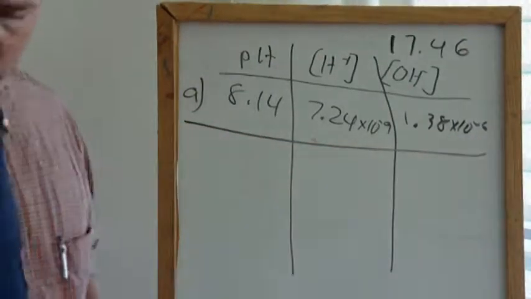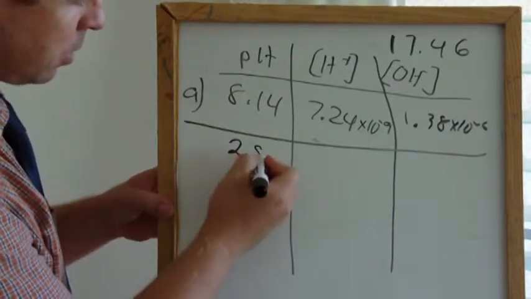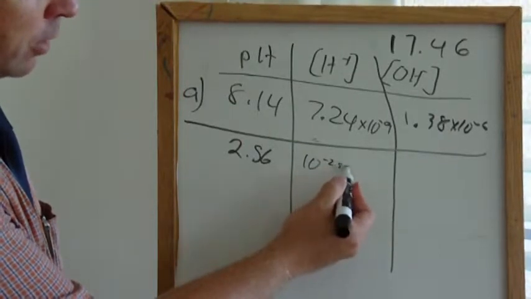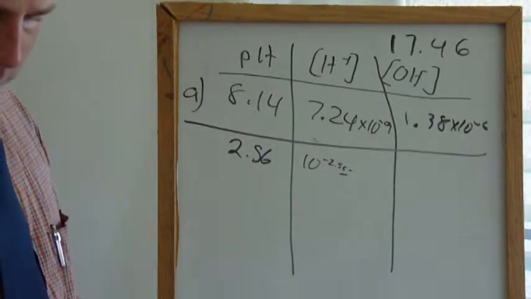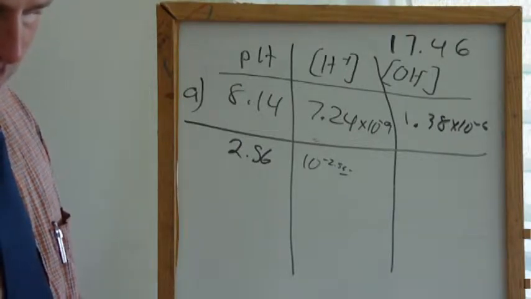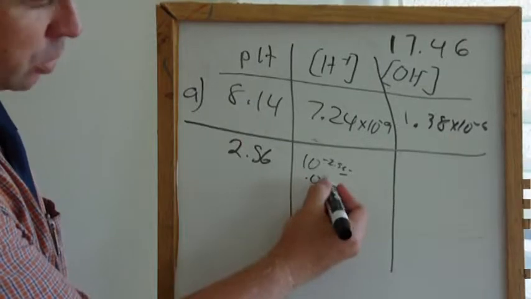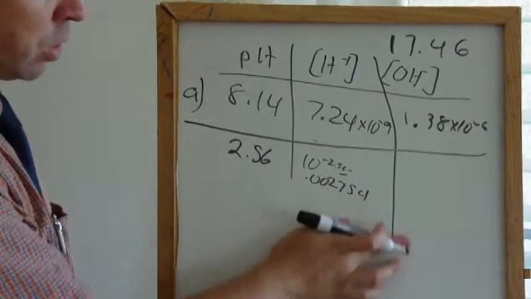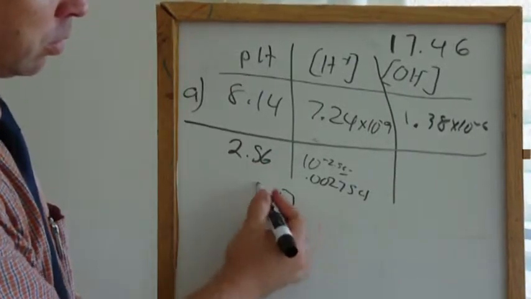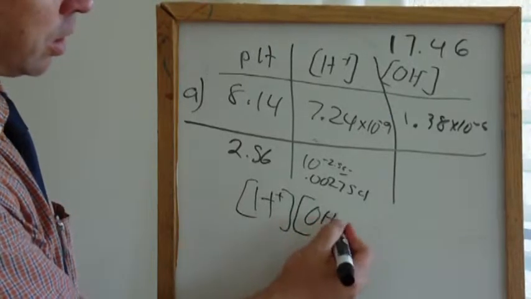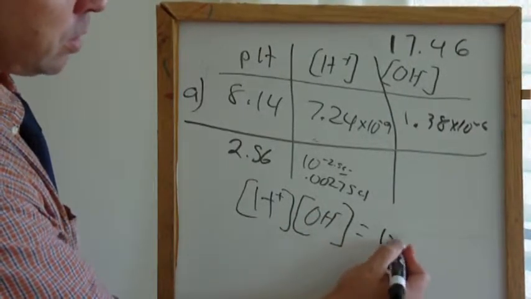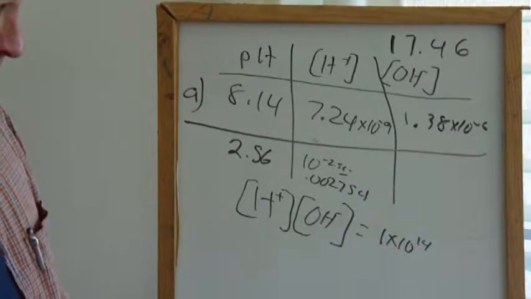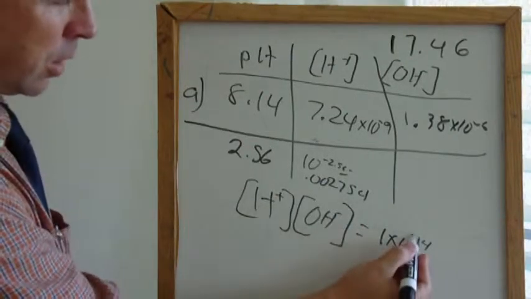So we'll do that one more time. B, 2.56. So we take 10 to the minus 2.56. All right? And that will be our hydrogen ion concentration, which is 0.002754. And then, again, the hydrogen ion concentration times the hydroxide ion concentration has to equal 1 times 10 to the minus 14. All right? So, 1 times 10 to the negative 14.